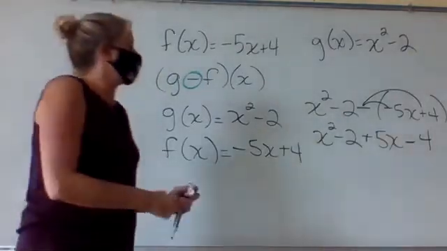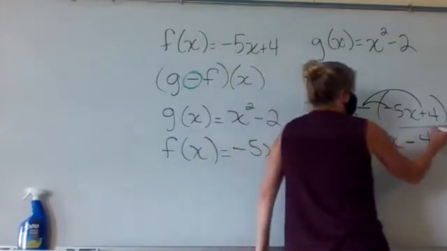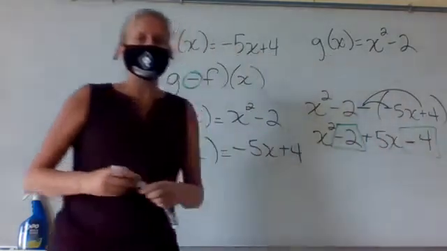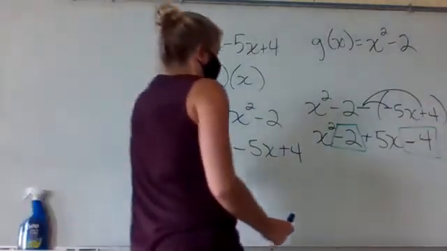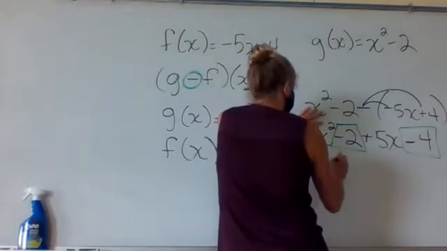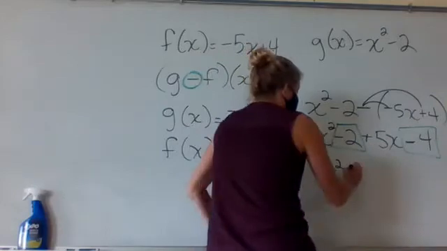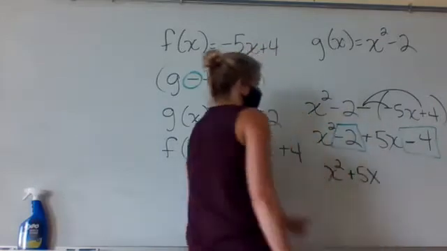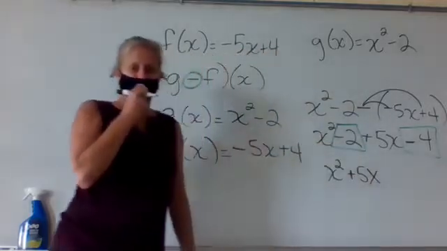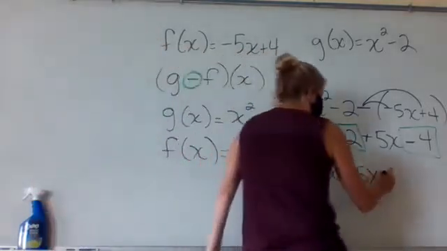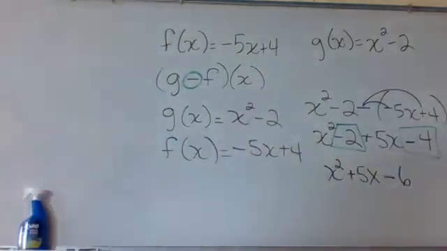Now I just need to clean this up a little bit because I have like terms. I can put that negative 2 and that negative 4 together since they are like terms. So now I'm left with the x squared. After your squares comes your x's, so plus 5x. And then, like I said, put those like terms together. That negative 2 and negative 4 put together gives you negative 6. So minus 6 at the end.